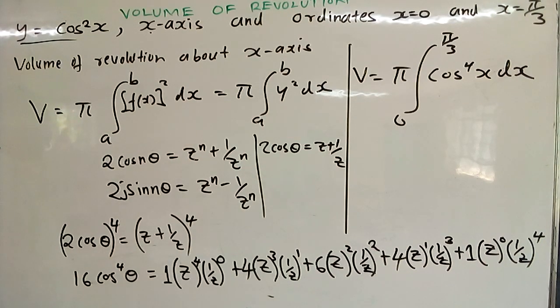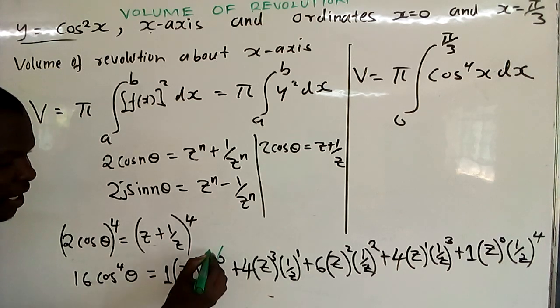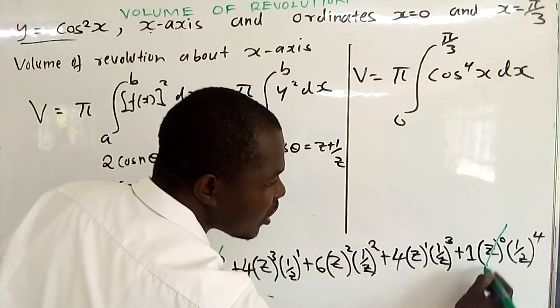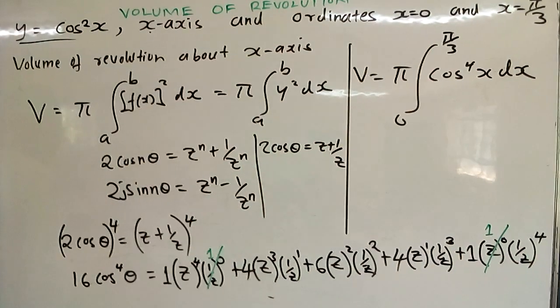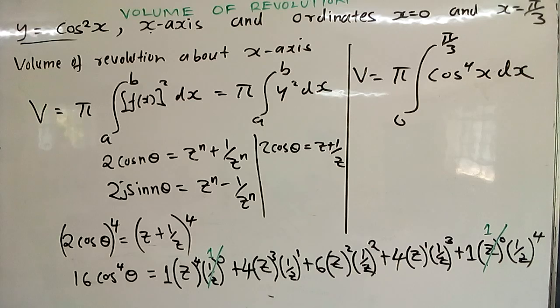The next thing is to simplify. Are we together? So when you are simplifying, what do you do? Anything raised to power 0 is 1, meaning this one is 1, this one is also raised to power 0, it is 1, isn't it? Anything raised to power 0 is 1. Are we together there? Yes. Good.